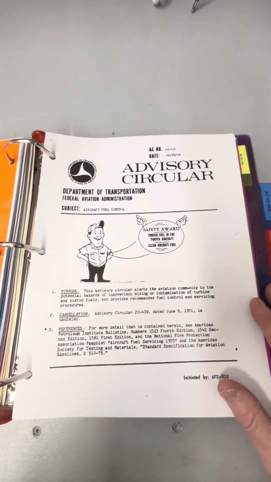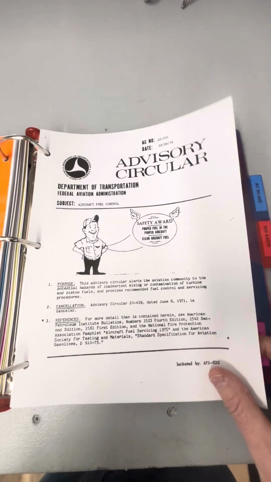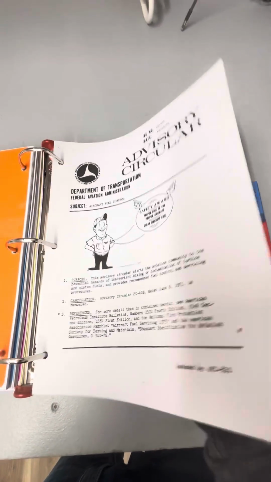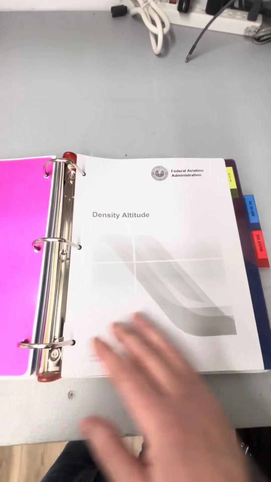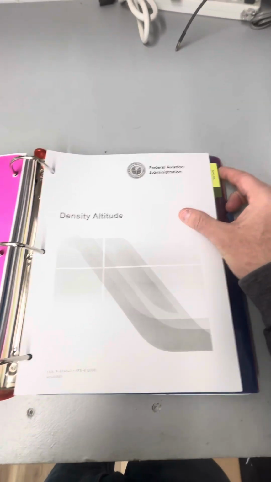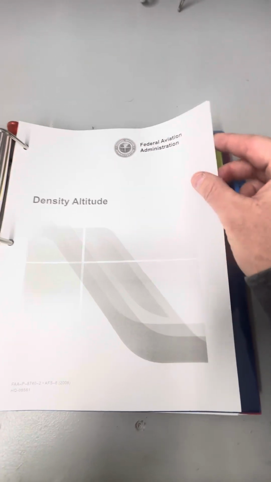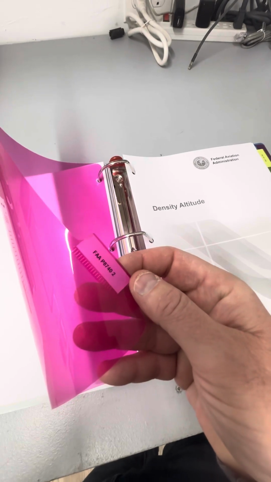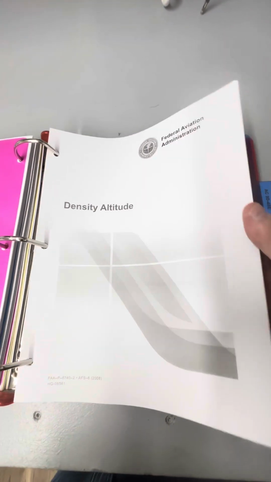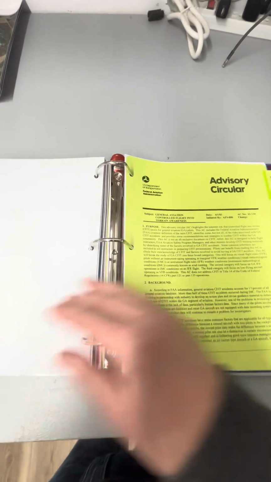Then we have the AC 20-43C, which is how you don't run out of fuel, because that's one way that we end up wrecking airplanes in ag, oddly enough. A lot of times, of course, due to imbalances. Then we have the density altitude, which is also in that SAFO, and it's FAA-P-8740-2. And so that is about running the airplane off the end of the runway and overloading the airplane.